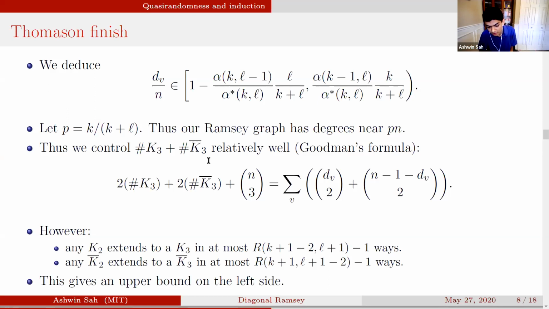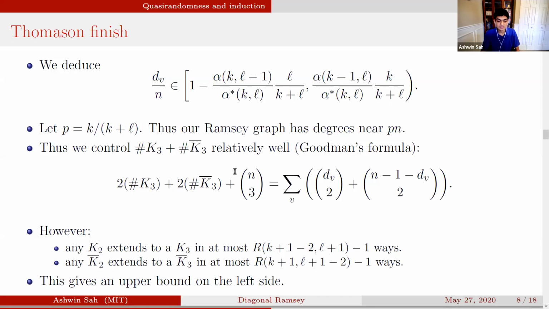And okay, so I'm not going to actually do it out as it's somewhat of an explicit computation, but since we also have a bound on how many k2s there are in a graph, and then we know an upper bound on how many times a k2 extends into a k3, and similar for k2 bars, you can just put it all together and determine an upper bound on this left-hand side. And it turns out if alpha is sufficiently slowly decaying, such as the bound that Thomason wants to get, you immediately get a contradiction. So I'll maybe leave that as an exercise, just because it's somewhat of a technical computation.